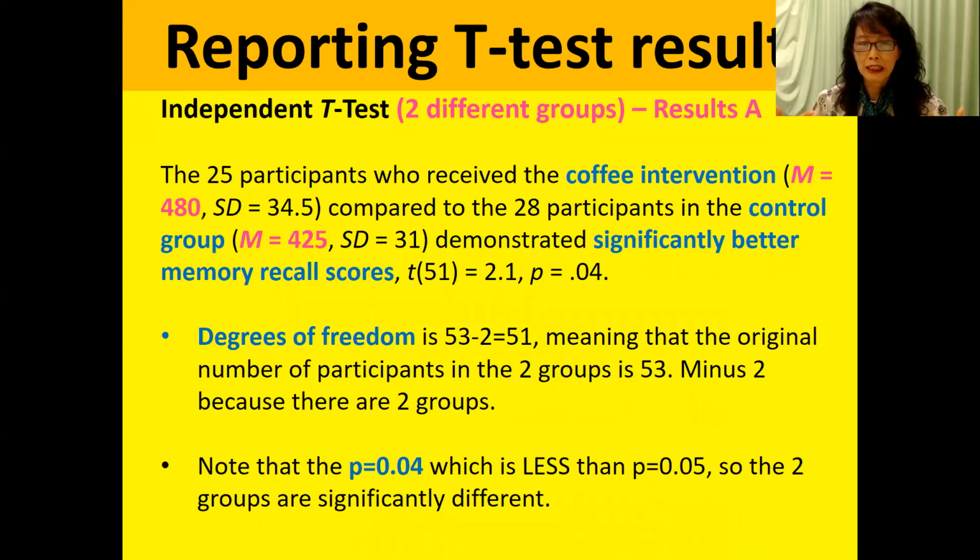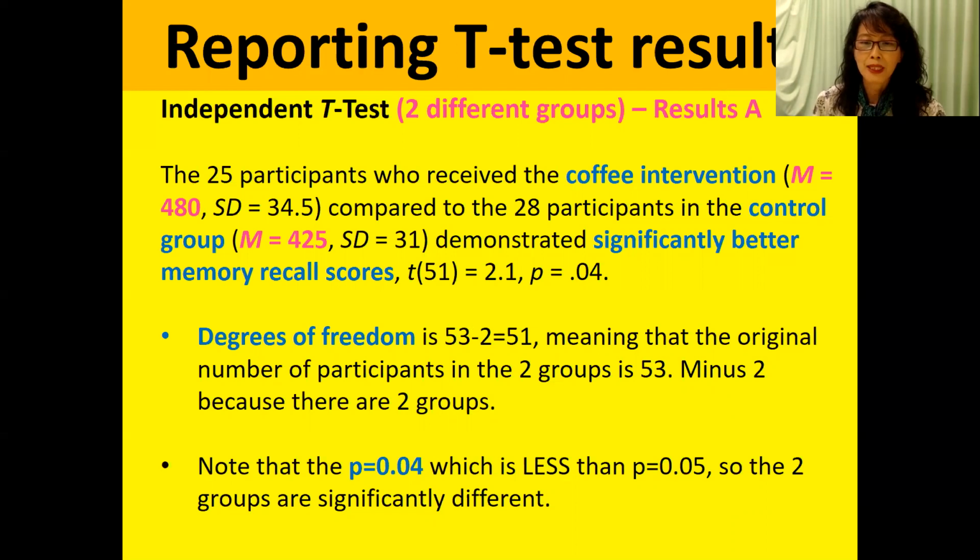Now, let's look at the second condition where we compare two groups. Just now was a single group compared against the population. Here we compare two different groups that have nothing to do with each other. I show the first set of results here, which says that the 25 participants who received the coffee intervention compared to the 28 participants in a control group demonstrated significantly better memory recall scores. P equals 0.04. Here, degrees of freedom is 53 minus 2 because there are two groups, equals 51.